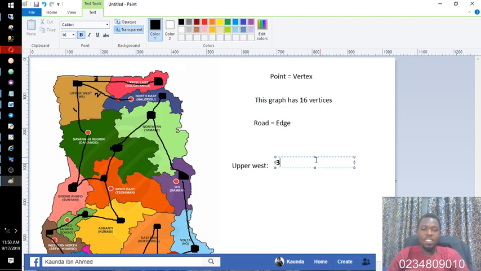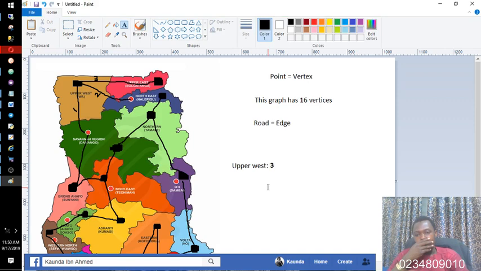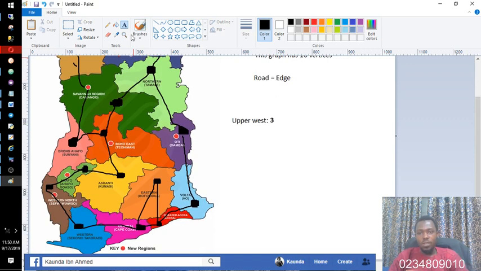Let me put it here. What about Ashanti? How many roads? So let's see, from here I can go here. I can go here. I can go here. So how many routes can you take to get out of Ashanti region? If you take Kumasi for example, Ashanti region, you can enter Ashanti region through Cape Coast here, or Obuasi, that is one. Techiman you can enter, that is the Ofinso. From Mampong, that is from Atibu, you can enter. So these are the possible routes you can take to enter.